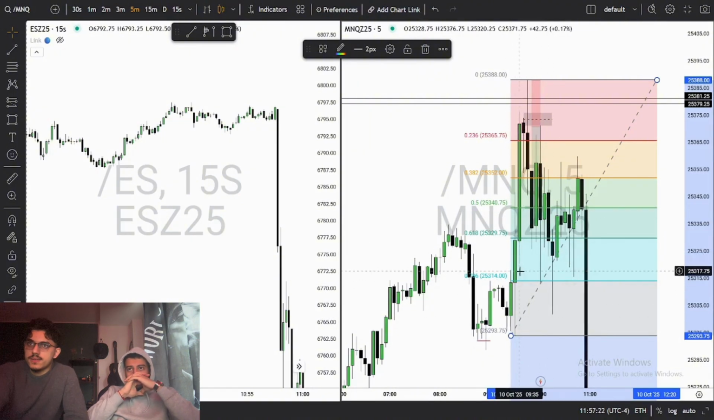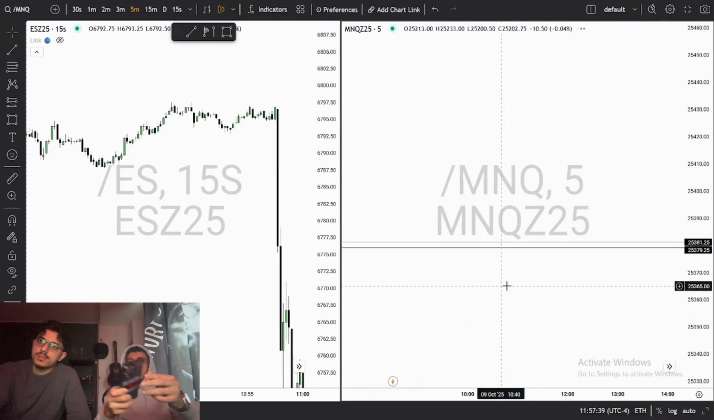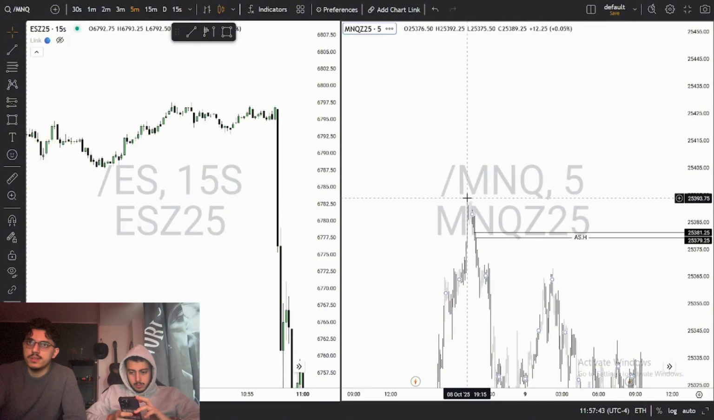So I had this 5-minute here, I had this order block right here. So even though this 5-minute got inversed, I didn't switch my bias. I still stick with bullish. Why? Because we still have our all-time high here. As we all know, it's a strong draw on liquidity. So we had this all-time high here.